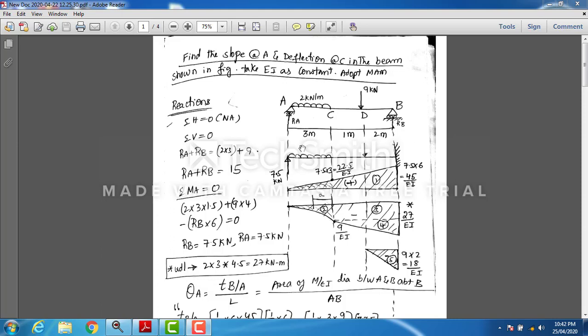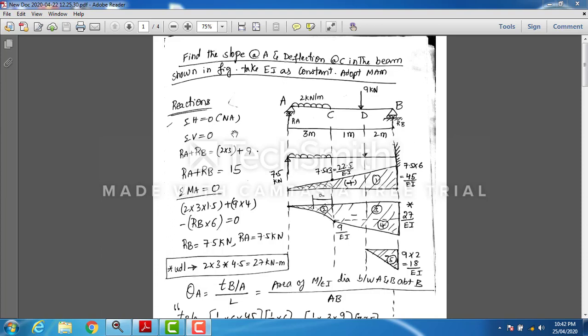Hello everyone, today we shall discuss how to find slope and deflection in a simply supported beam by the conjugate beam method. So here I have taken a simply supported beam carrying UDL and point load of span 6 meters.